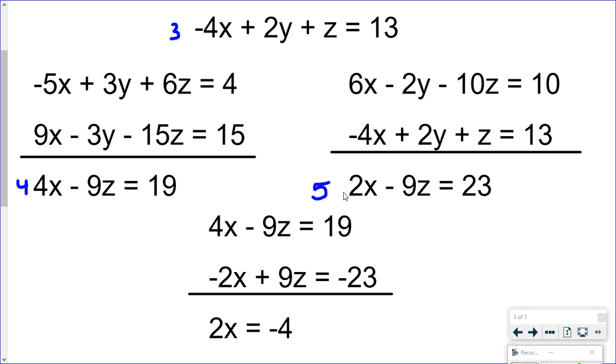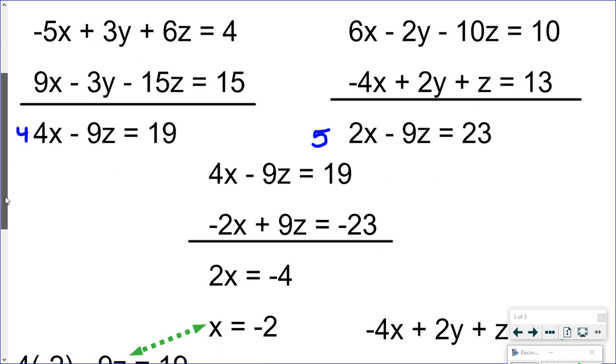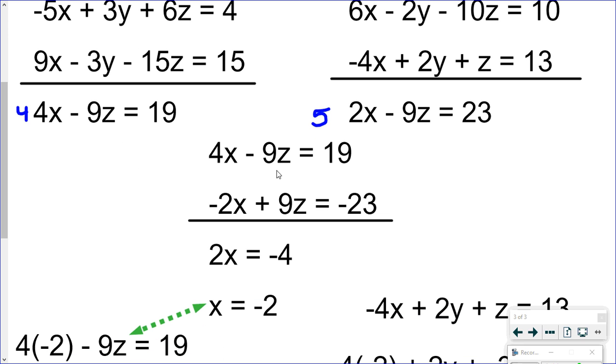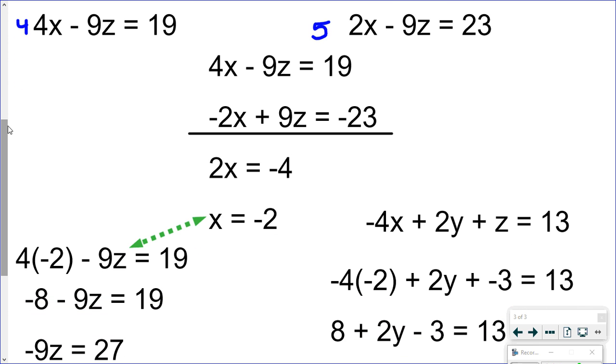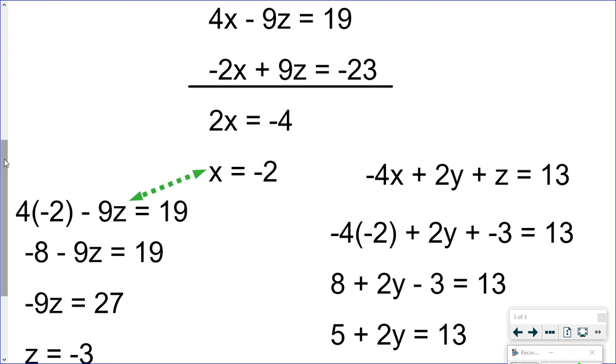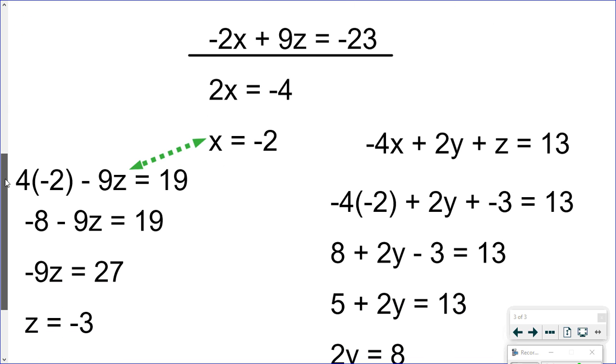The only thing I did with equation 5 is I multiplied everything by a negative in order to get my z's to cancel. So negative 2x plus 9z equals negative 23, and then I add to eliminate there, and I get positive 2x equals negative 4. Divide by 2 and get x equals negative 2. And once I got x equals negative 2, I plugged it in to equation 4 for the x variable there. So I got 4 times negative 2 is negative 8. So negative 8 minus 9z is 19. Add 8. Negative 9z equals 27. Divided by negative 9, I get z equals negative 3.